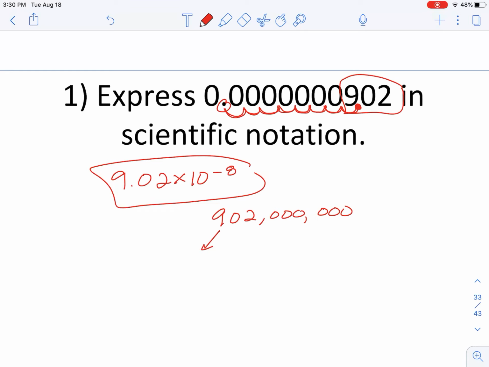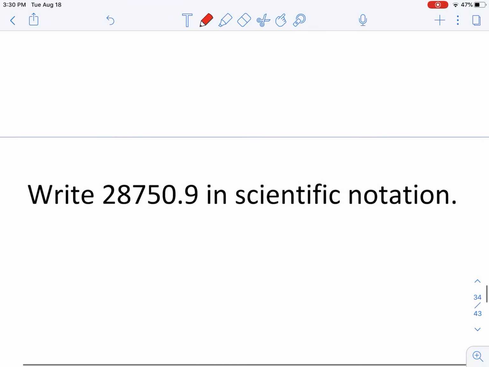If I give you this number, 902, 1, 2, 3, 4, 5, how could you write that in scientific notation? Well, the decimal point should theoretically be here. 1, 2, 3, 4, 5, 6, 7, 8. 9.02 times 10 to the 8th. So a positive exponent is going to be a big number. A negative exponent is going to be a small number.